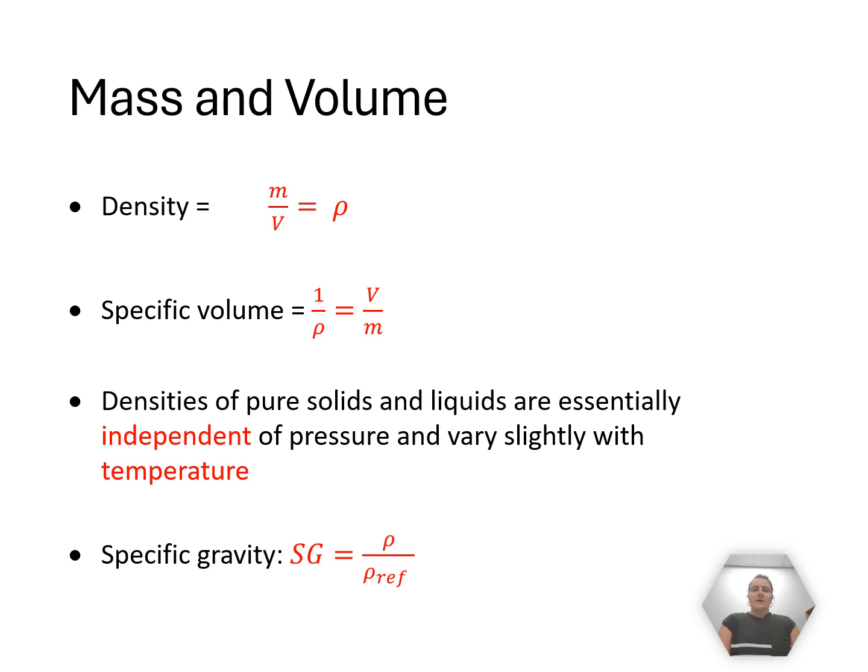And then the last thing to talk about is specific gravity. Specific gravity is density divided by a reference density. And generally when it comes to the reference density, the reference density is the density of water for this class. The density of water, this is a good number to write down, is 1,000 kilograms per meter cubed or 1 gram per centimeter cubed. So that's a really good number to have written down in your notes. So that's important.